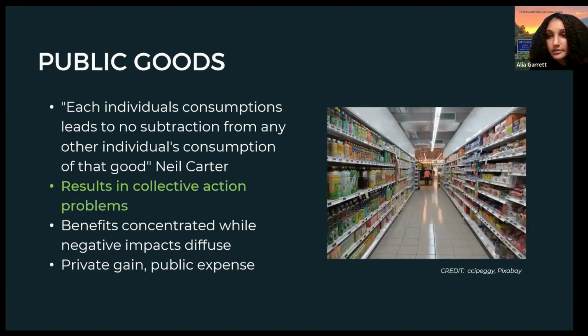So public goods. Essentially, each individual's consumption leads to no subtraction from any other individual's consumption of that good. So this results in collective action problems. The benefits are concentrated while the negative impacts diffuse. So this is private gain and public expense.